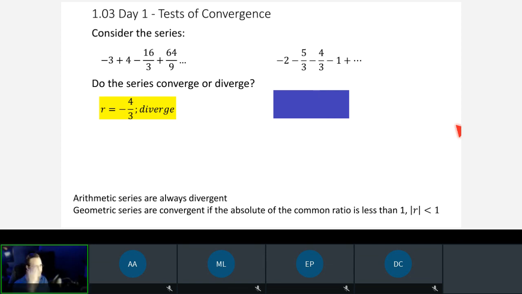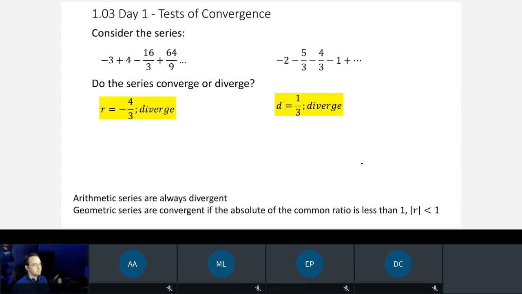So if you guessed geometric and you did negative 5/3 divided by -2, you got an answer. You did negative 4/3 divided by negative 5/3. That answer wouldn't match your first answer, which tells us it's not geometric. And because it is arithmetic, by definition, it diverges. All arithmetic sequences diverge.